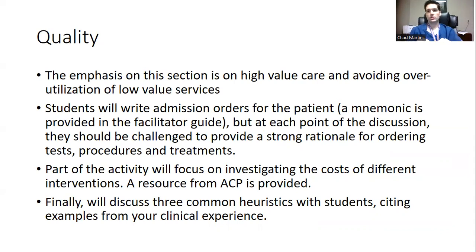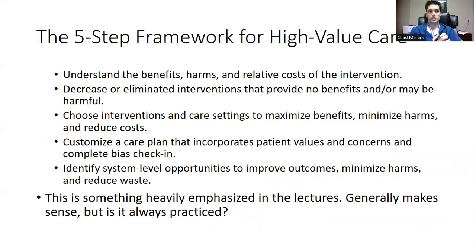And they're also going to be researching the cost of each of those tests so they can really estimate how much it's going to cost the patient out of pocket. And then we'll just talk about some common heuristics. One of the big things that we emphasize a lot in the lectures is the 5-step framework for high value care. It's kind of intuitive that you want to only order things that are going to be beneficial and not things that are going to be harmful or costly. But a lot of it is also like customizing a care plan that takes into account the patient's values and concerns, and like kind of downward moving more towards system level opportunities to improve things overall.